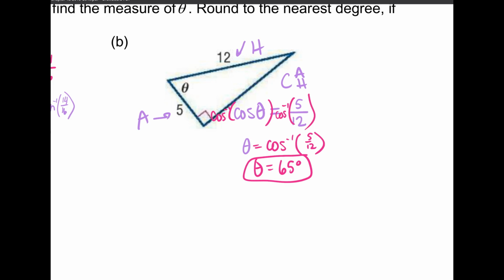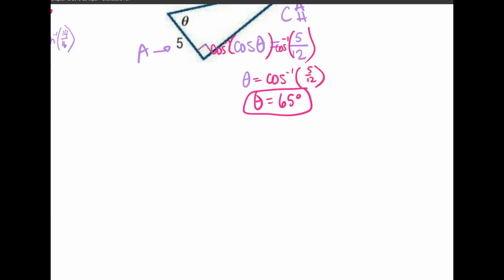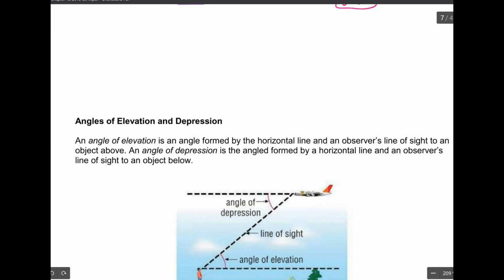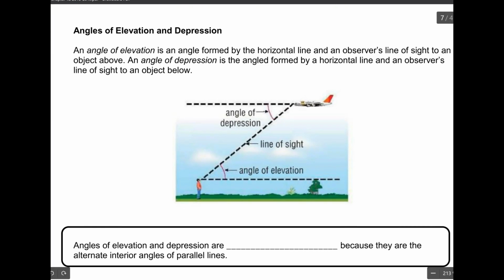So an angle of elevation is formed by a horizontal line and an observer's line of sight to an object above. An angle of depression is the angle formed by a horizontal line and an observer's line of sight to an object below. Angles of elevation and depression are blank because they are the alternate interior angles of parallel lines. What do you guys think? What goes there?